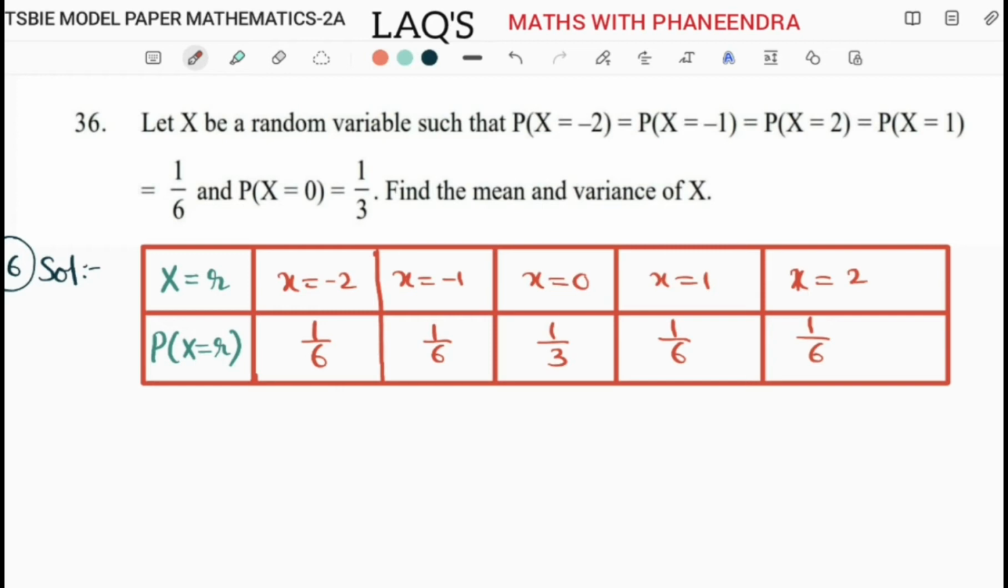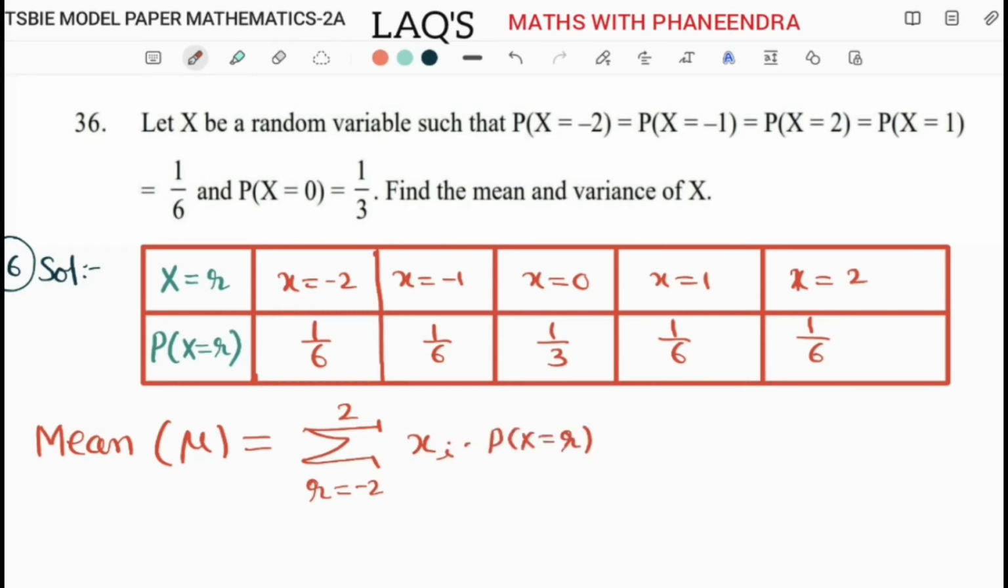They are asking to calculate the mean value, the mean of the random variable. So mean formula, mean is equal to, it is denoted by mu, and the definition for this is sigma, r is equal to minus 2 to plus 2, x is equal to xi into P of x is equal to x, or P of x is equal to r. Xi means this value r only, that is r into.